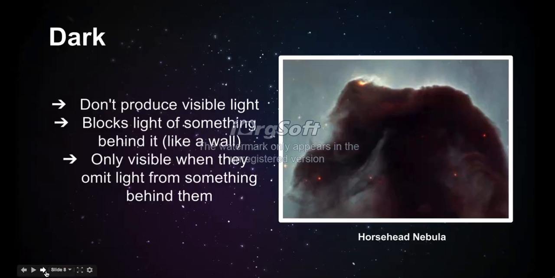The fourth type of nebula is the dark nebula. In essence, all nebulae are in fact dark, for they produce no visual light of their own. However, when astronomers refer to a dark nebula, they're speaking of one that blocks the light of something behind it, like a wall, and are thus only visible when they block light from something behind them, from our line of sight. That is why we cannot see very far into our galaxy in visible light. There are too many lanes of dust and gas, aka dark nebulae, in the way, so astronomers must rely on other forms of light.